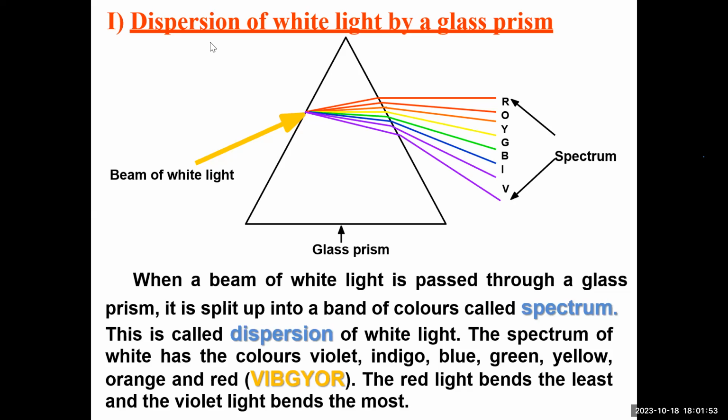Now we'll try to see about the dispersion of white light. What is meant by dispersion? As I told just now, dispersion means whenever white light is converted into the Vibgyor colors or different colors of the Vibgyor, this conversion process of converting a white beam of light into Vibgyor colors, we call a dispersion.